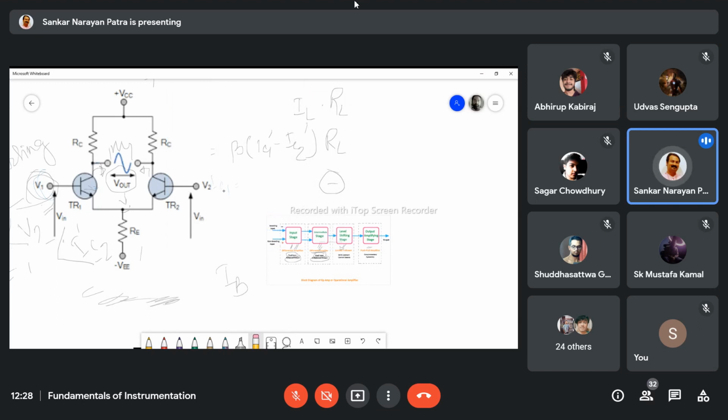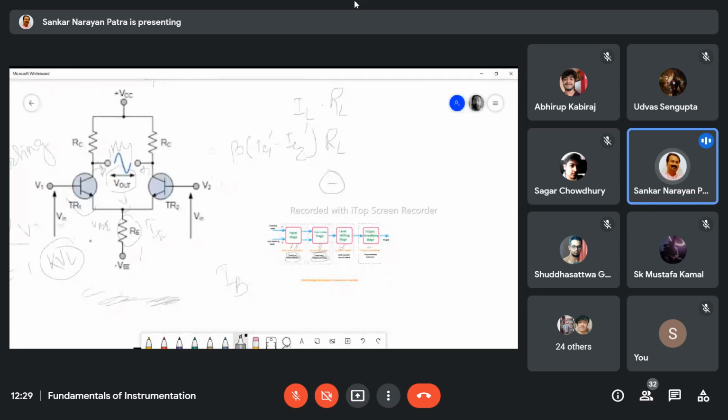Last day I told you how you have to calculate IC: you have to apply Kirchhoff's voltage law. This is V input, and there will be a voltage VB, and there is a voltage IE RE.